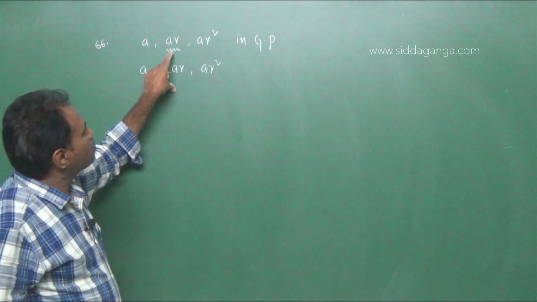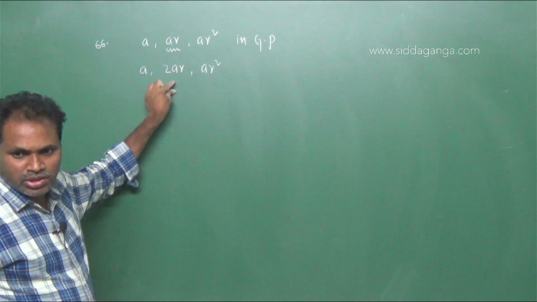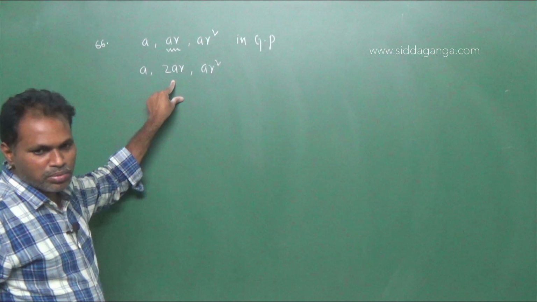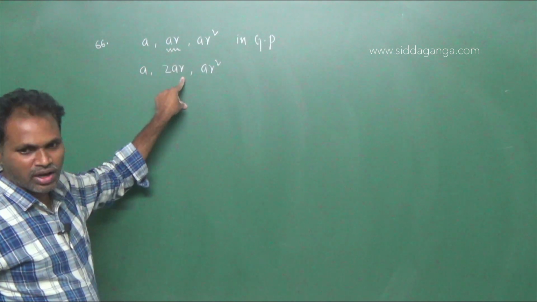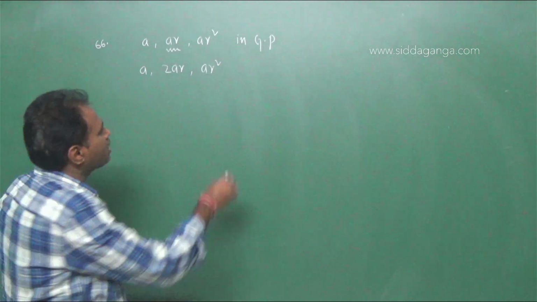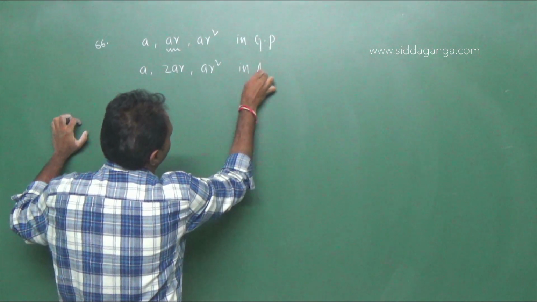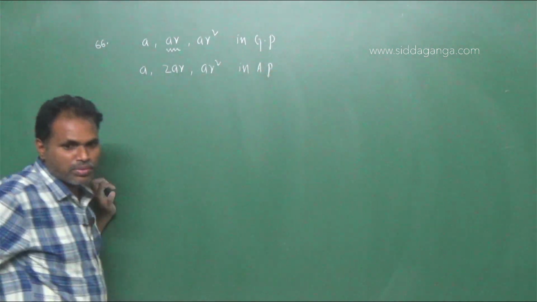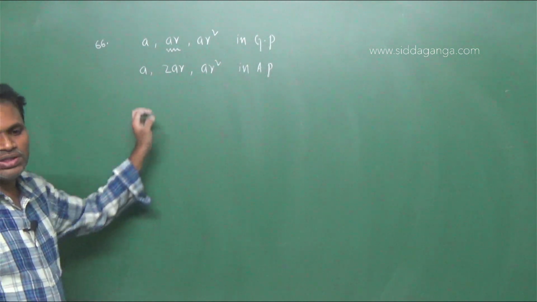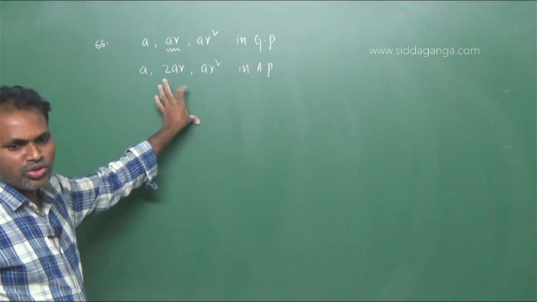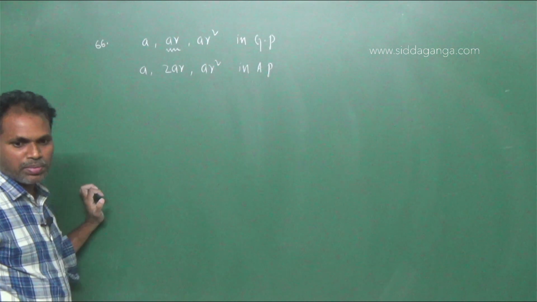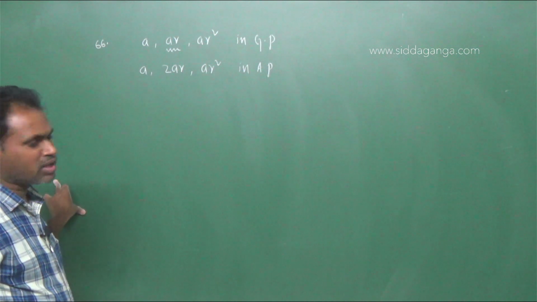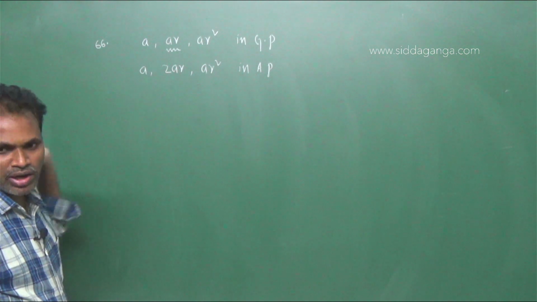Now if the middle term is doubled, the middle term is ar, doubled means 2 into ar. Then these terms are in AP, as given according to the problem: if the middle term in the GP is doubled, the new numbers are in AP. Then we have to find the common ratio of the GP, that means the r value.